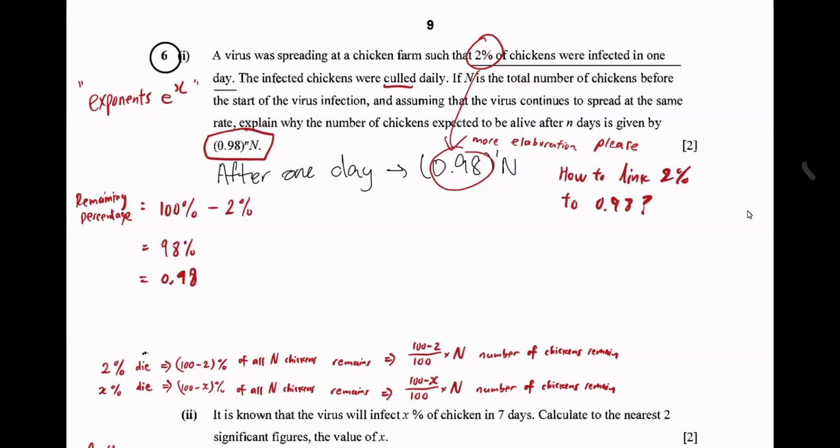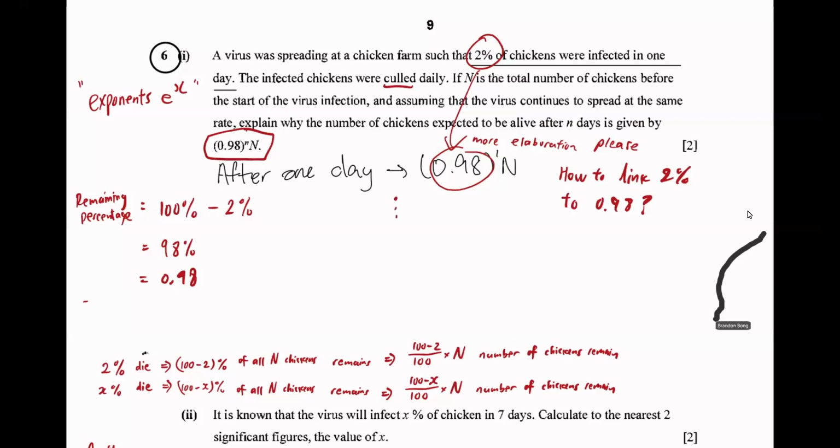So that means that after one day, exactly what you wrote over here, I don't have to rewrite it. You already wrote it. After one day, you're left with the original population multiplied by that 0.98. After 2 days, it will be power 2. After 3 days, power 3, and so on and so forth, until if it's n days, it will be power n. Okay.